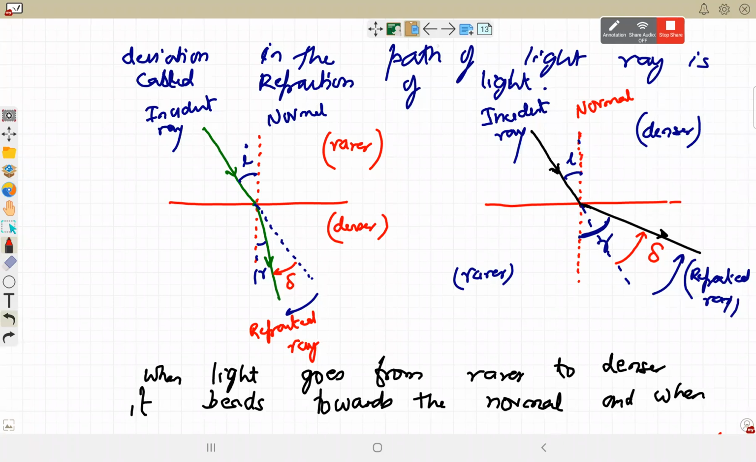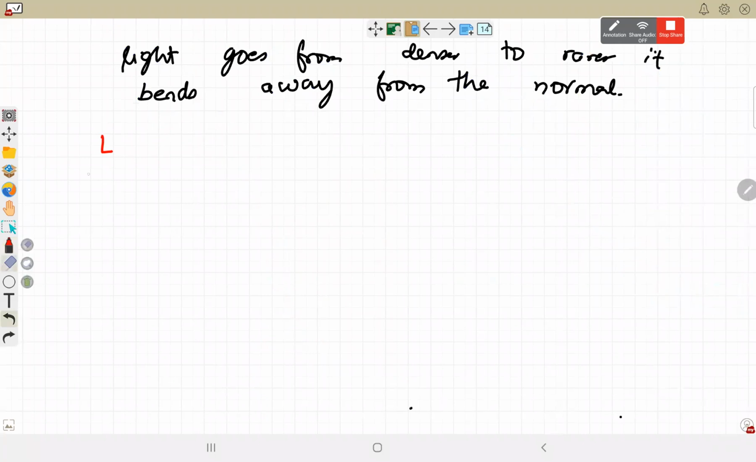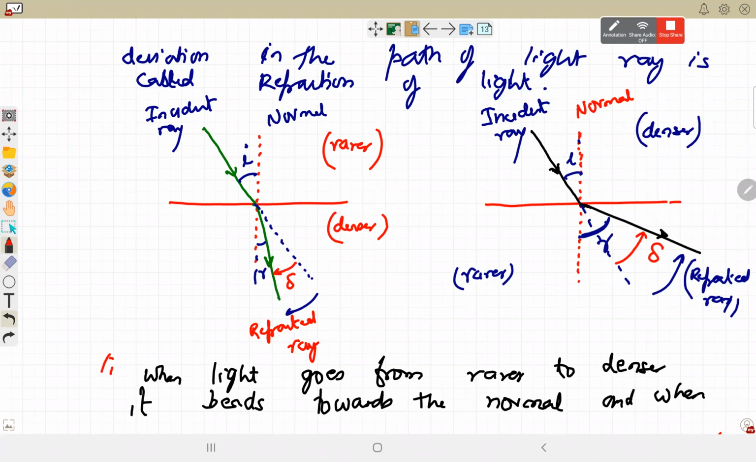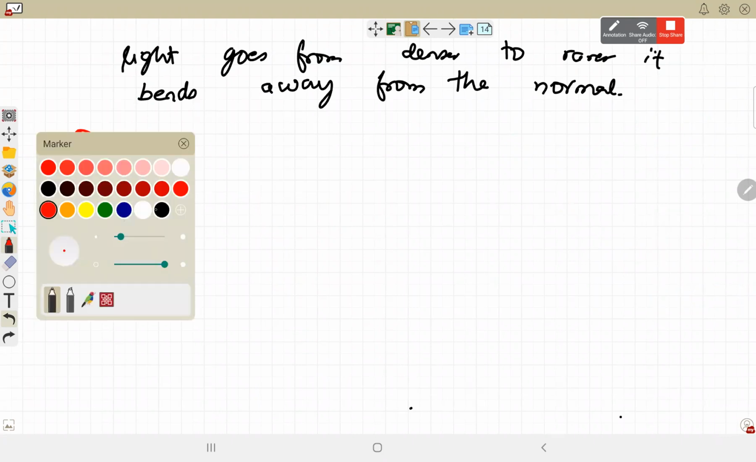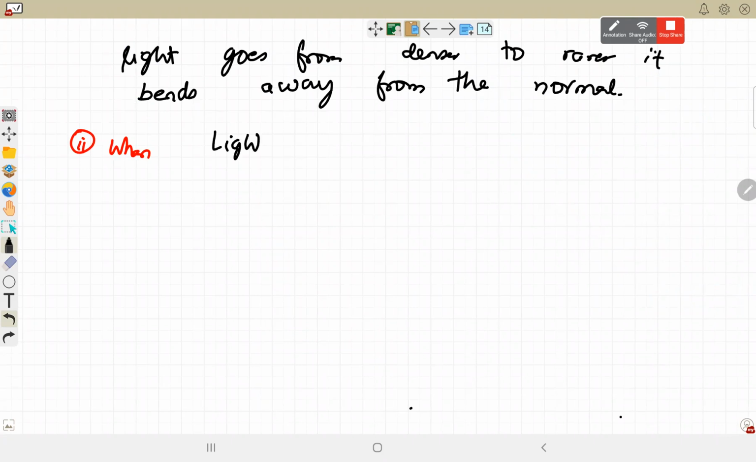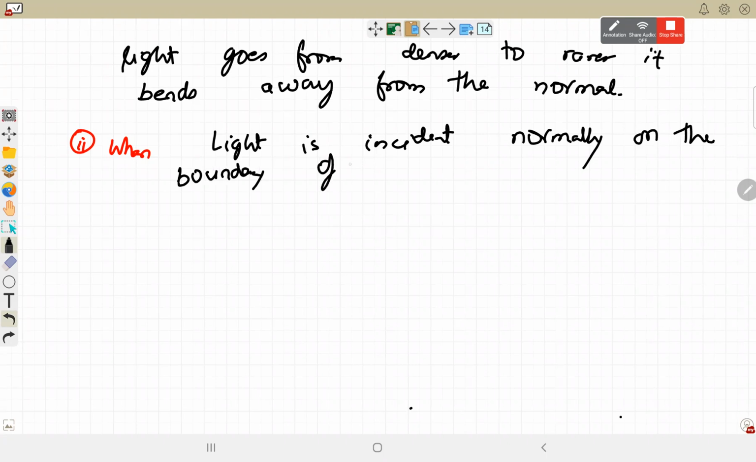First case is when light goes from rarer to denser, it bends towards the normal, and from denser to rarer, it bends away. Second is when light is incident perpendicularly or along the normal. When light is incident normally on the boundary of two media, it goes undeviated.